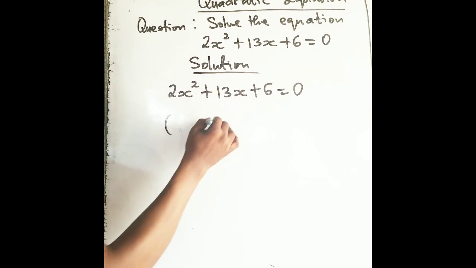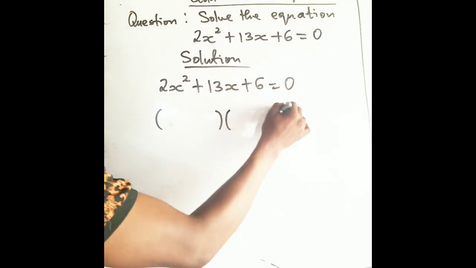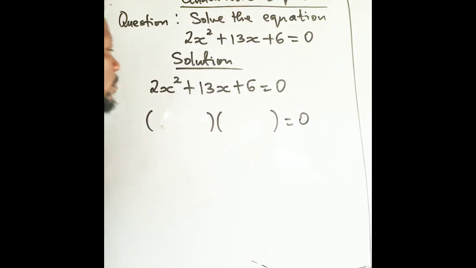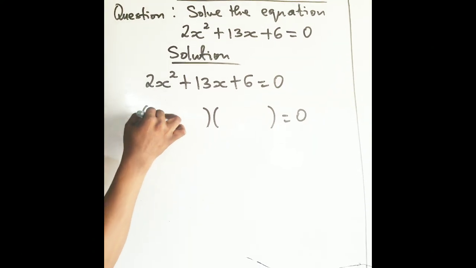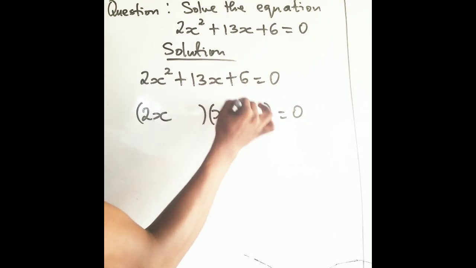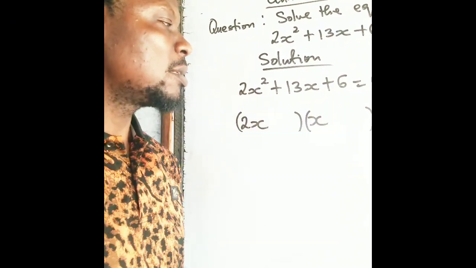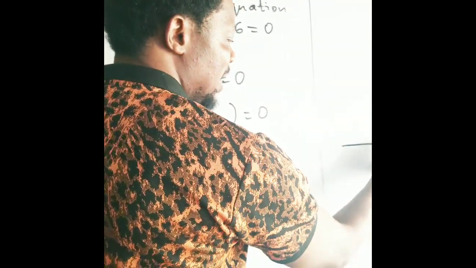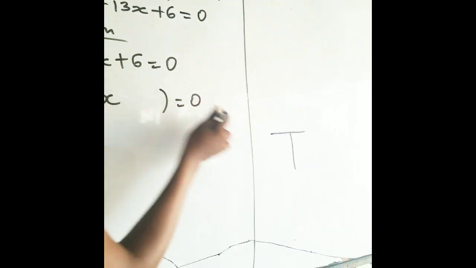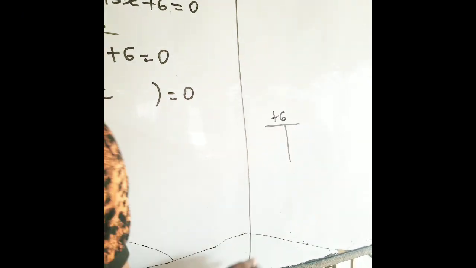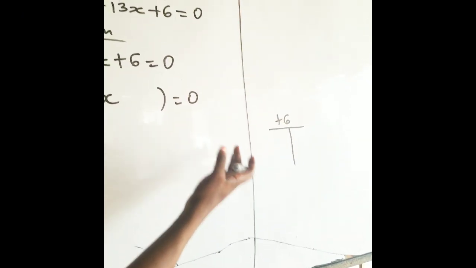First, open your two brackets as usual, equal to 0. In this bracket, you put 2x and you put x in the second bracket. How do we know what to put next? The constant is plus 6. What are the things we multiply that will give us plus 6?